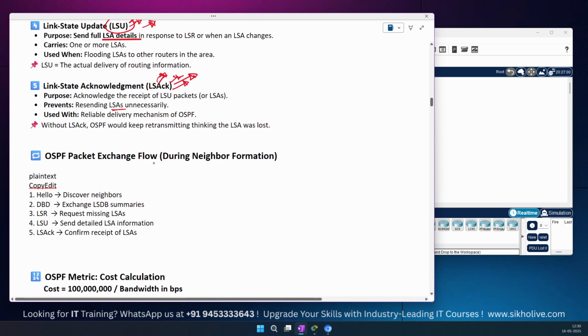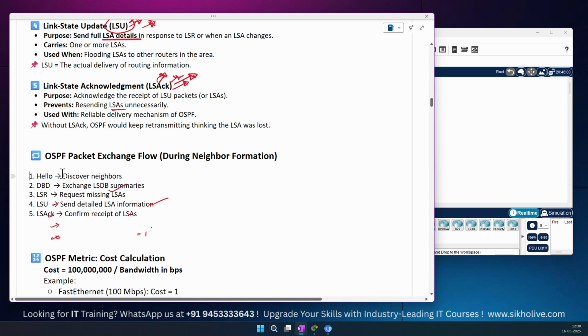So these are the things. In short, there is a flow diagram: hello discovers neighbors, DBD exchanges LSDB summaries with neighbors and other OSPF-enabled routers, LSR requests the LSAs missing in the DBD, LSU sends the link state update in response to the LSR, and then there is acknowledgement, which is the final step and the successful conversation with the neighbor. So this is the complete picture of OSPF packet types. Hope you understand what the OSPF packet types are and how they work, right?